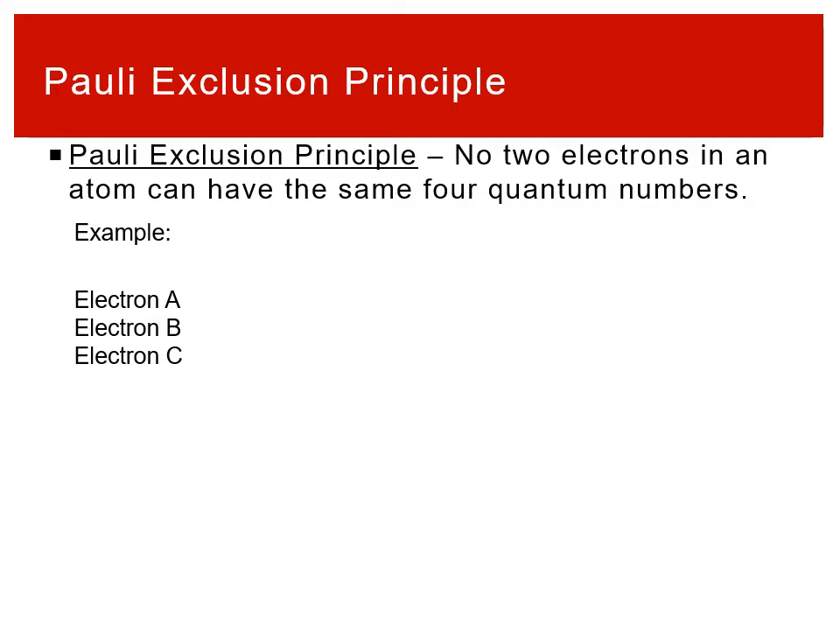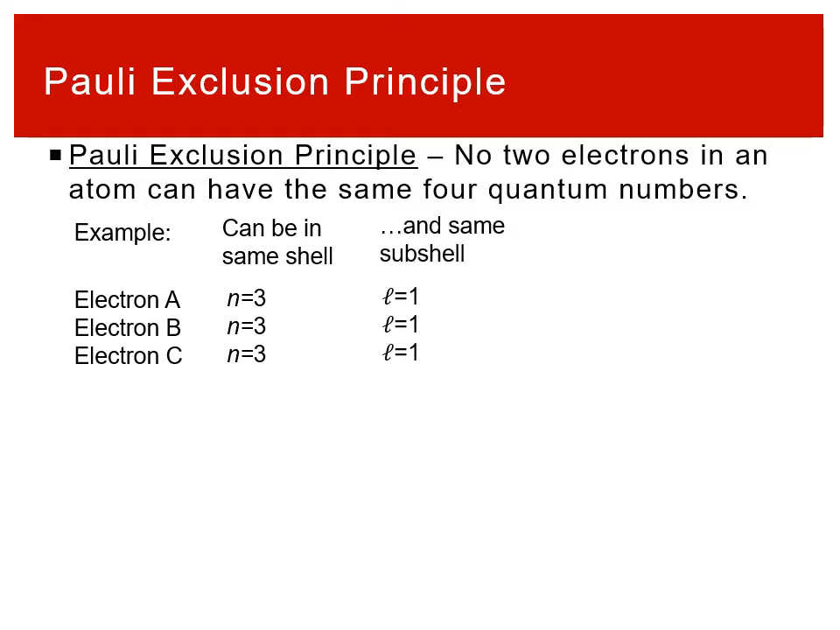So let's look at, say, electrons A, B, and C. We could give them all quantum number n equals 3. That would mean all of those electrons are in the same shell. That's fine. We can even then give them the l. We can say l equals 1 for all of these electrons. That would mean all of these electrons are in the same subshell. So we can have 3 electrons in the same shell, in the same subshell.